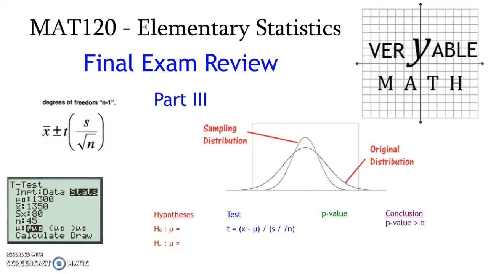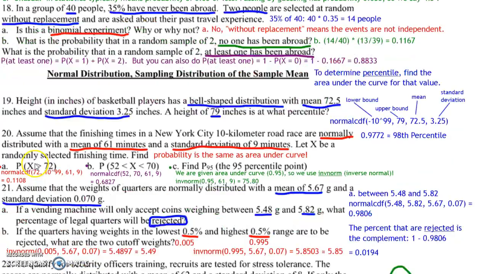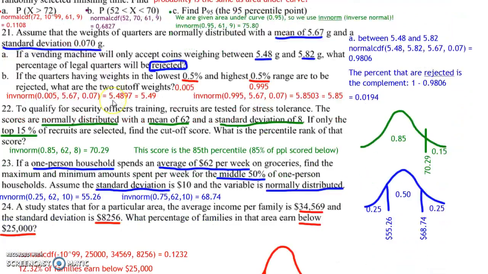Hello students, this is the third and final part of the final exam review for elementary statistics, MAT120. Hopefully you tried the sample final already and you're just coming here to check your answers. If you haven't already done so, please try to complete the final and then check your answers. These are the answers for questions 21 on. We already did up to 20, so here's number 21, 22, 23, and 24.